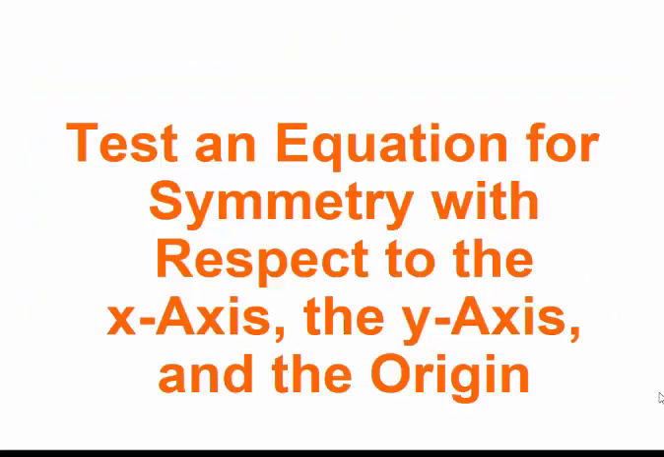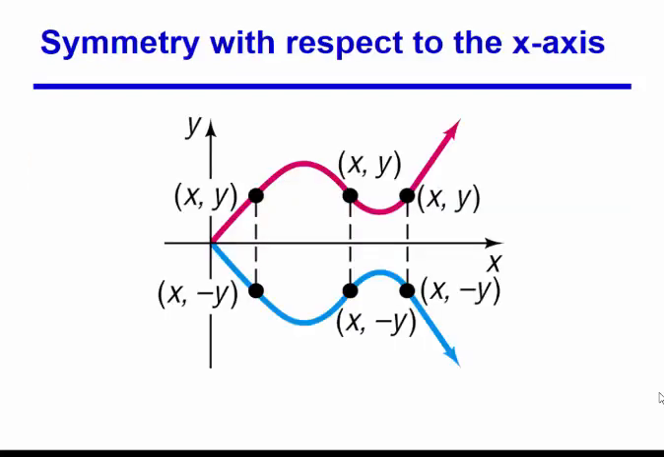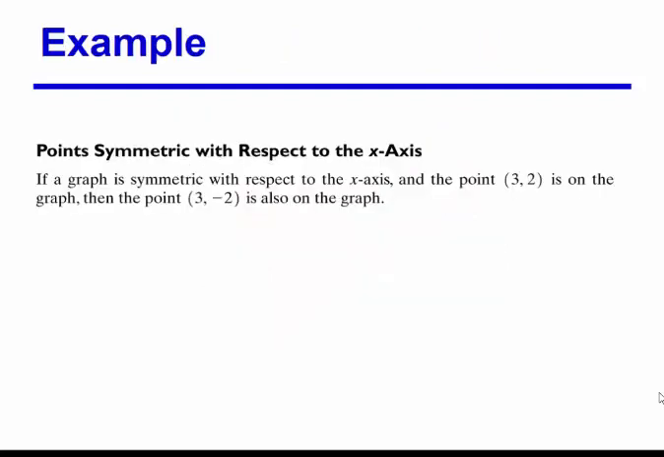So the next thing we're going to do is test an equation for symmetry with respect to the x-axis, the y-axis, and the origin. A graph is said to be symmetric with respect to the x-axis if for every point x, y on the graph, the point x, negative y is also on the graph. So this is symmetry with respect to the x-axis, so the x-axis acts as a mirror, if you will.